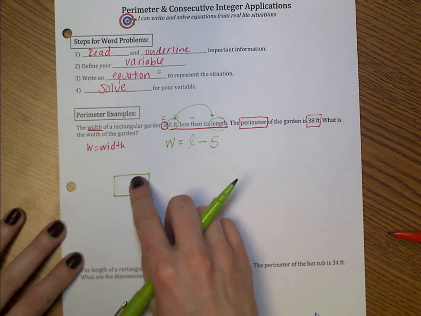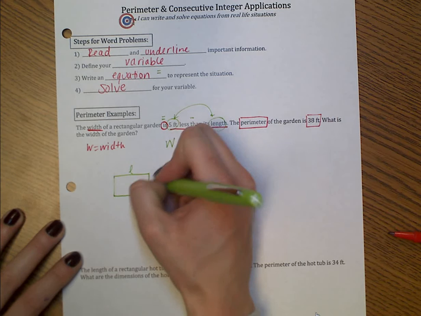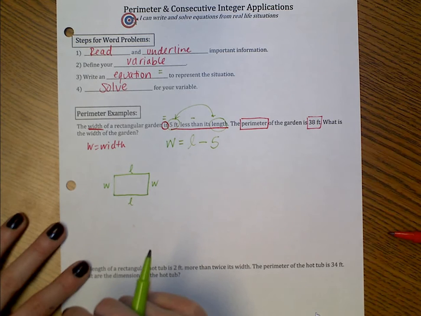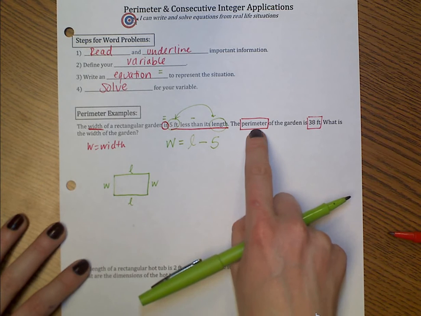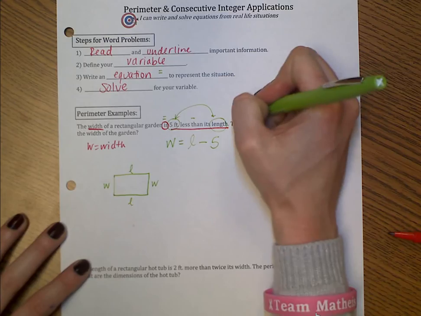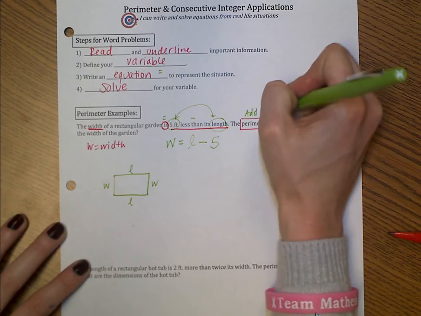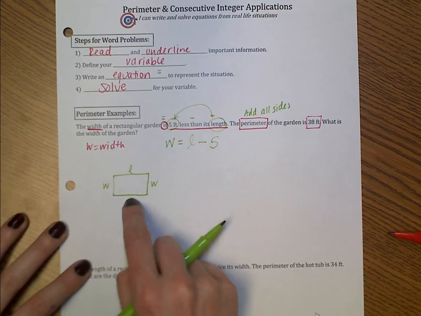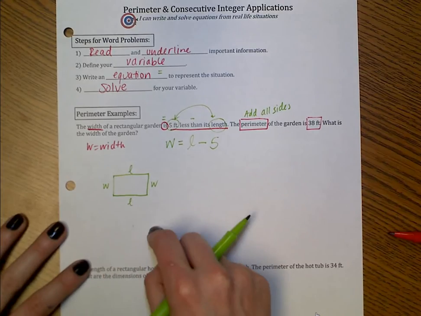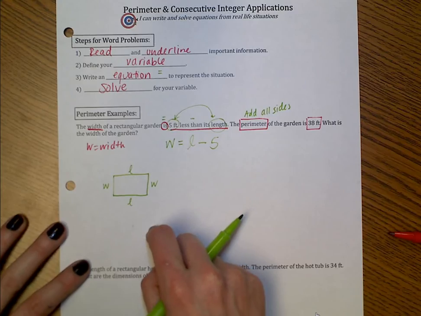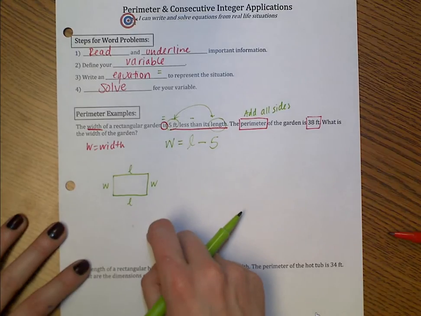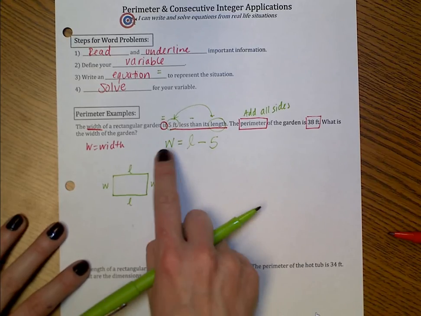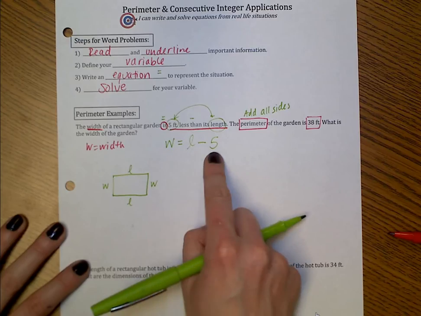We know that on a rectangle, length is the long side, width is the shorter side. Now, to find the perimeter, that's when you add up all the sides. Here's the problem. If I take my rectangle and add up all the sides, I'm going to have L plus W plus L plus W. I'm going to be using 2 different variables, which if you have 2 variables, you can never solve it. So here's where this first sentence, this equation, comes into play. We said the width is the same thing as the length minus 5.